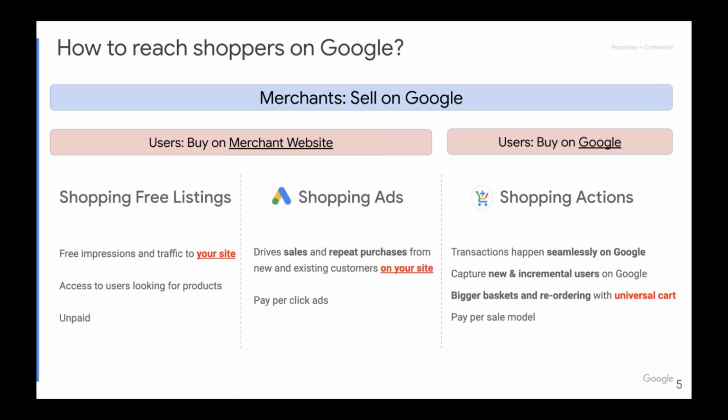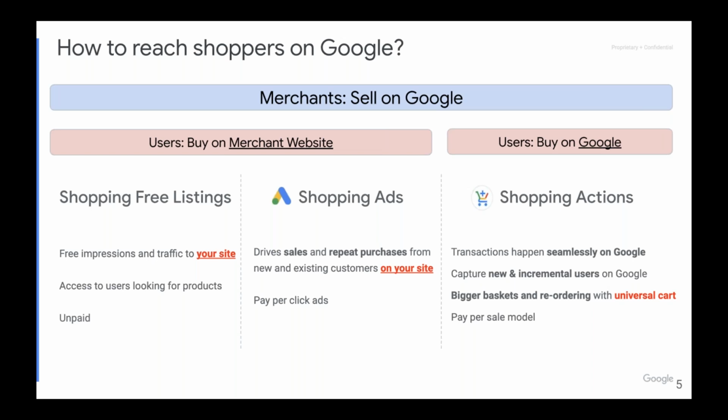The third option, and what I'm here to talk about today, is shopping actions, which essentially is a platform which gives users the capability to actually purchase on google.com. So for merchants who do not have a website, or probably have websites which are not that efficient, not that optimized, or not have a website at all, shopping actions becomes like a marketplace offering from Google, where transactions happen seamlessly on Google hosted pages.